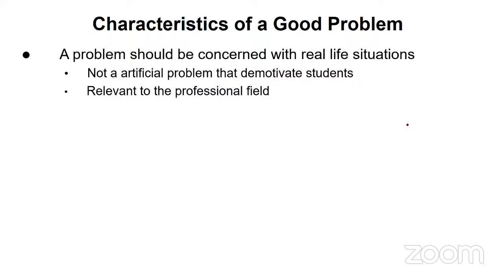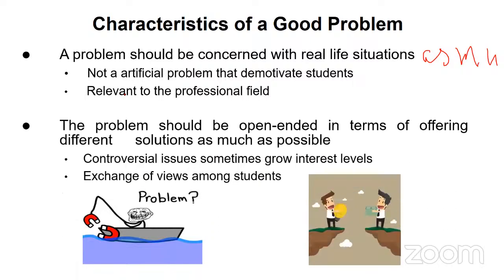Now, what are the good problems? Obviously, the problem should be concerned with real life situations. Here, I should say as much as possible, because in each case it may not be possible to connect to real life situations, particularly for a few things in the humanities subjects. So it must not be an artificial problem that demotivates the learners. And obviously, it is relevant to the professional field. The problem should be open-ended in terms of offering different solutions.